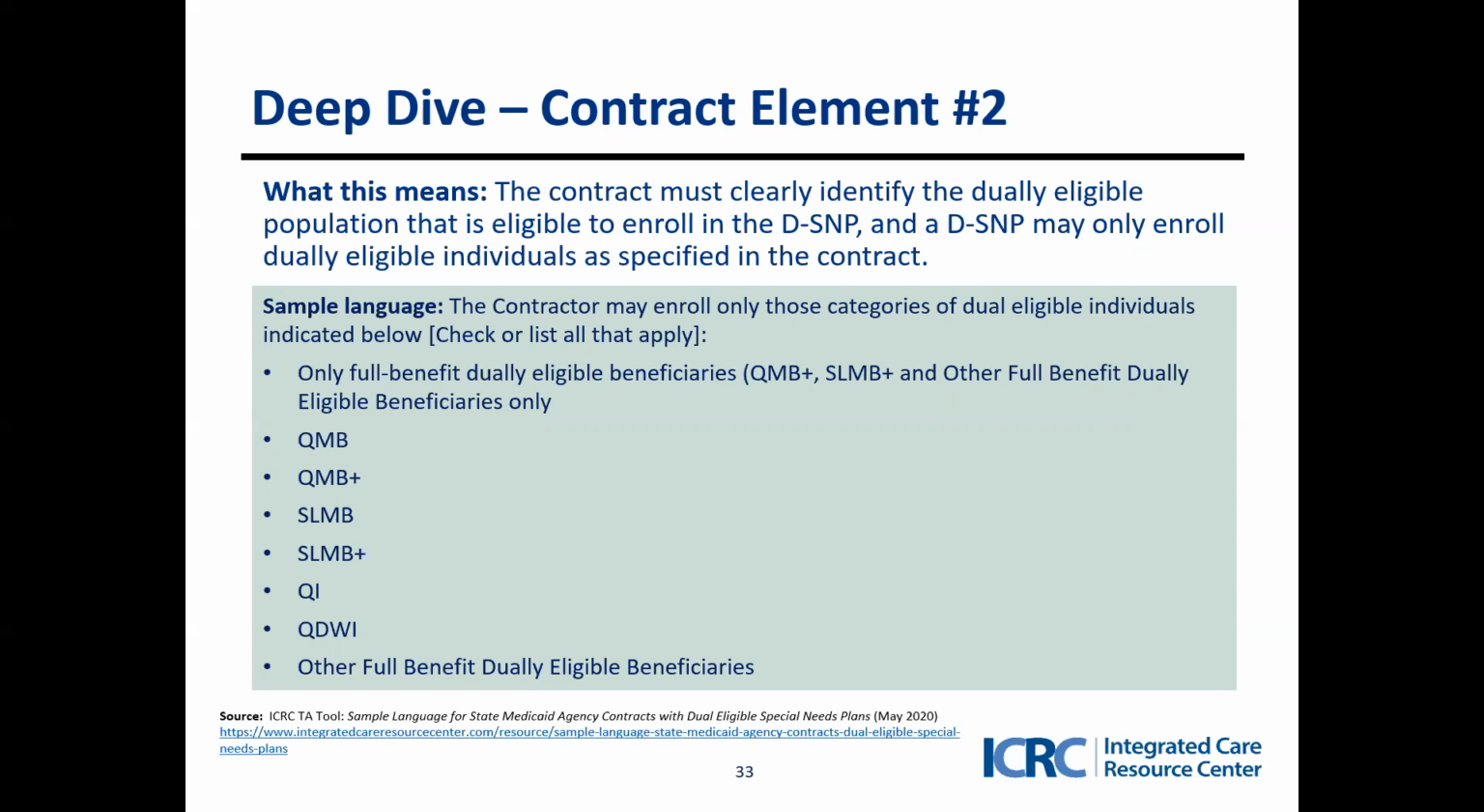It's important to also note that partial benefit dually eligible individuals, or those that are categorized as SLIMB only, QI, and QDWI, have some cost sharing requirements that are unlike those who are full benefit. So this means that covering both full and partial benefit duals in the same plan will lead to some members having different cost sharing than others. Next slide, please.